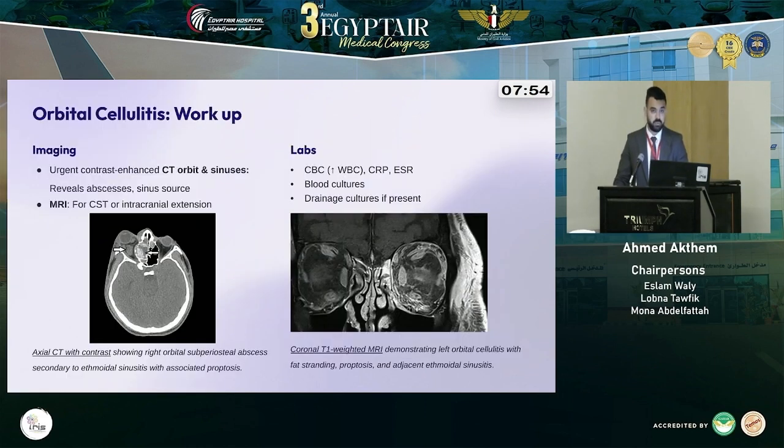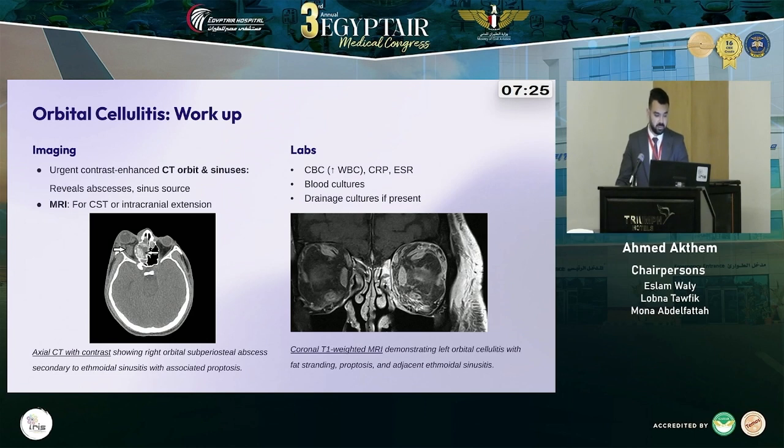In order to confirm the diagnosis, we have to do an urgent CT with contrast for the orbit and paranasal sinuses. Also, an MRI can help with identification of cavernous sinus thrombosis or intracranial extension. Also, in order to confirm that this is an infection and inflammation, we have to do the routine workup of CBC, CRP, ESR, also blood cultures and drainage cultures to identify the best antibiotic course.